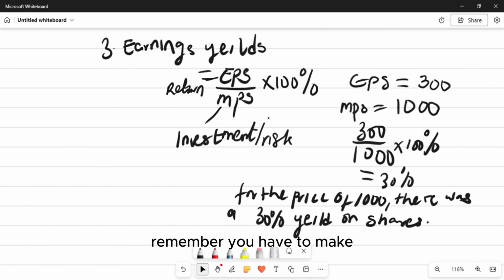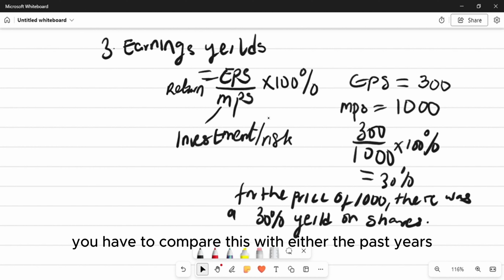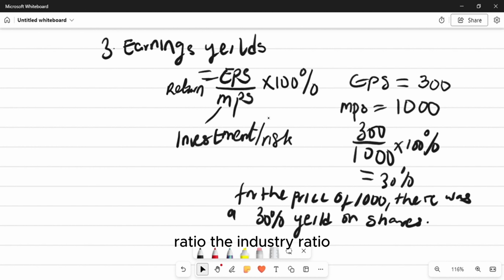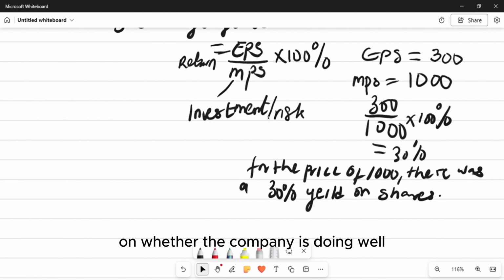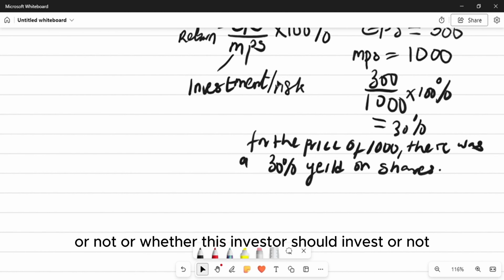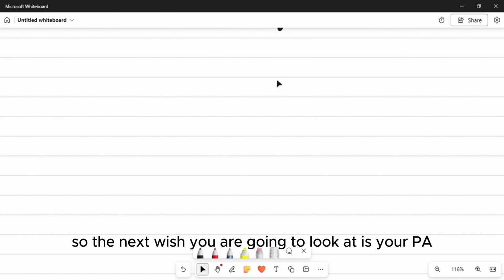Remember, you have to compare this with either the past year's ratio, the industry ratio, or another company's ratio in order to make a conclusion on whether the company is doing well or not, or whether the investor should invest or not. The next ratio we're going to look at is your PE ratio.